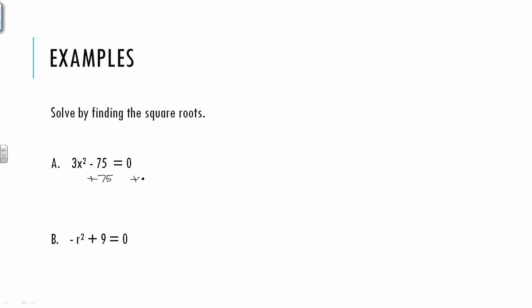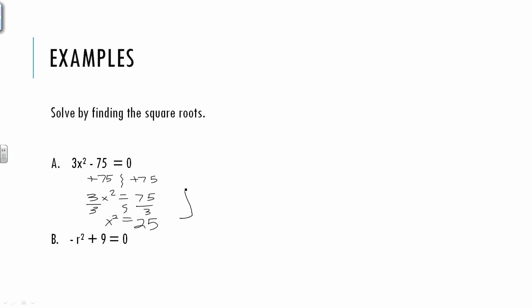Show my work going down. So I'm now going to have 3x squared equals 75. Now, two things are happening to x here. You can think of it like two things. We have a 3 multiplied by x, and we have x squared. We have to undo this in reverse order of operations, meaning I have to divide by 3 first. So showing my work going down, I'm going to have x squared equals 75 divided by 3 is 25.